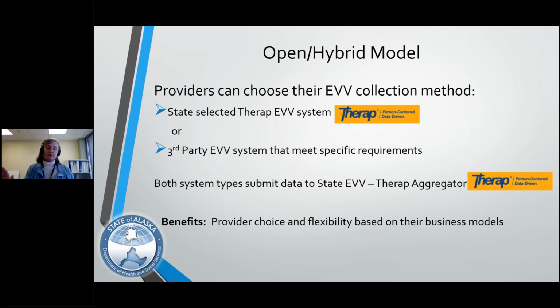And the one caveat that I will put in here is that when someone chooses their own system or they choose the state system, there are 2 systems. You could develop your own, or you could use the Therap model, the state vendor selected model. But both systems have to be able to feed their information into an aggregator. The aggregator I will go over in the next slide, but all of that information has to be able to capture those 6 elements and feed it into this aggregator. So we call that a hybrid model because you can use either or.